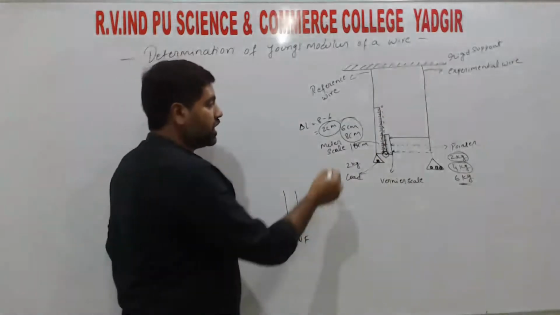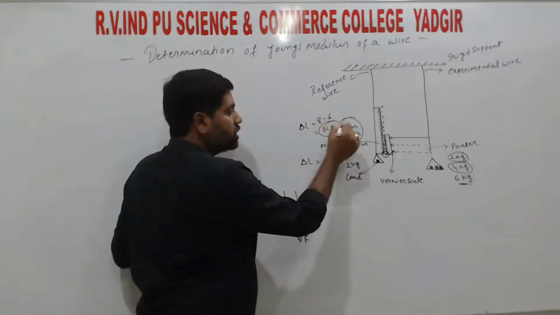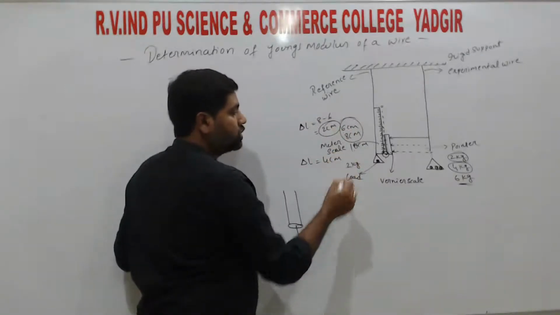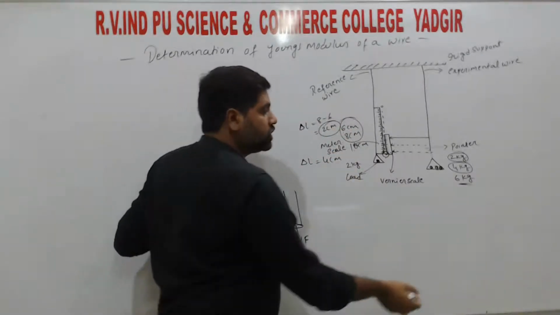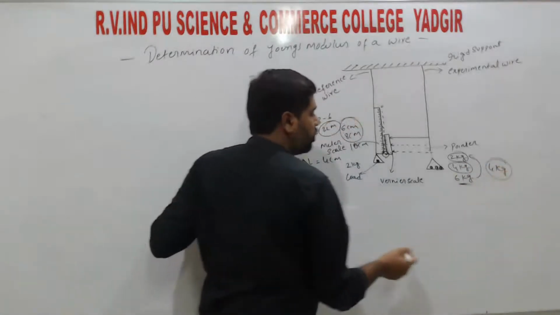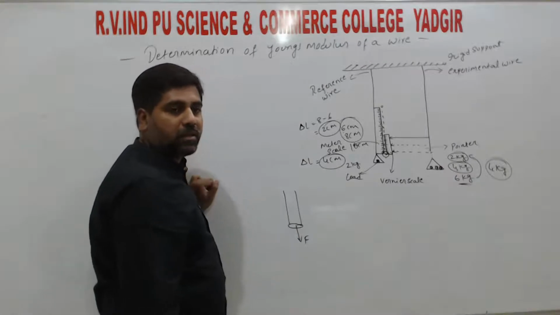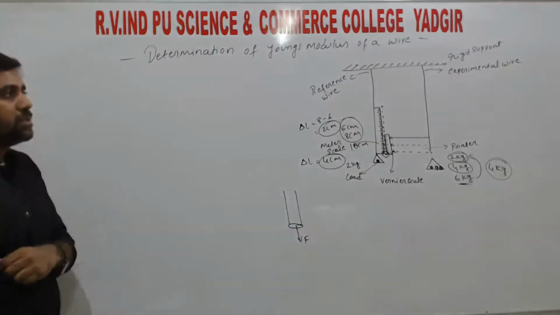Now the change in length, delta L, equals 10 minus 6, that is 4 centimeter, right. The change in load here is 4 kg. So for a 4 kg load, there is a 4 centimeter change, right. So that is the experiment.